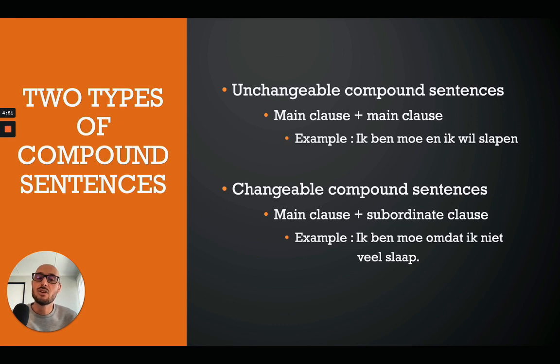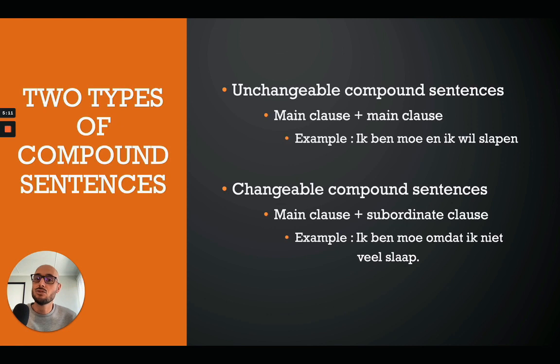That is also why we call it a subclause. A subclause is a clause which cannot be an independent sentence. Ik ben moe is a sentence which is valid on its own. However, ik niet veel slaap is not grammatically correct. So the subclause is dependent on the main clause and also on the conjunction.